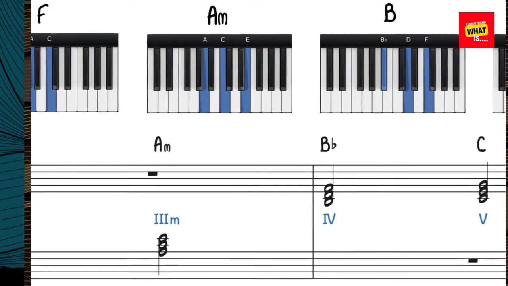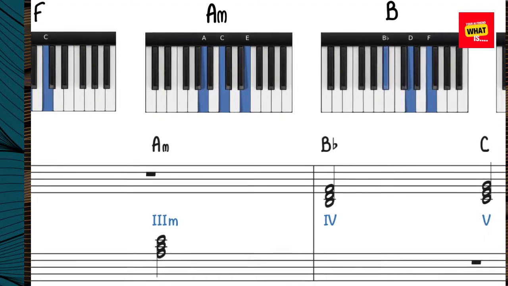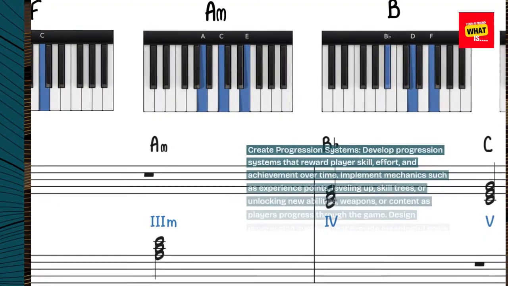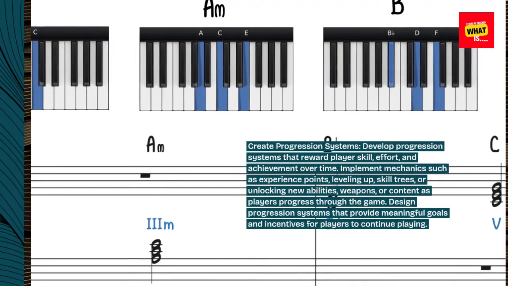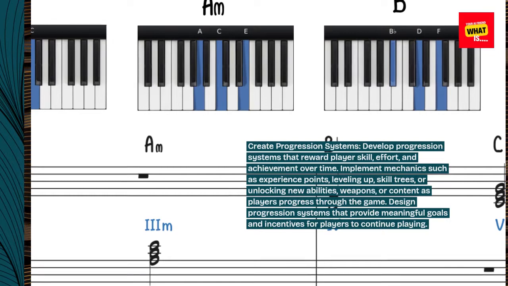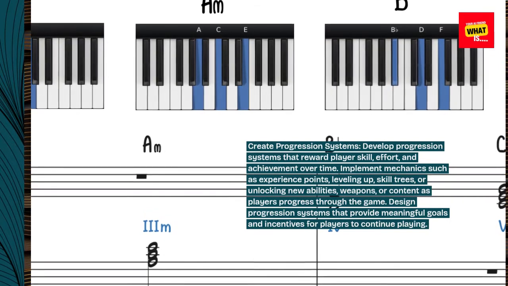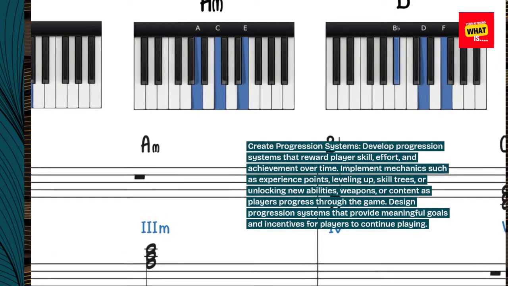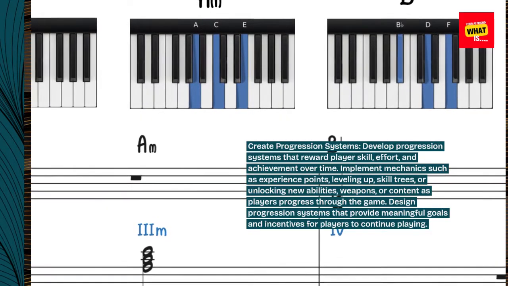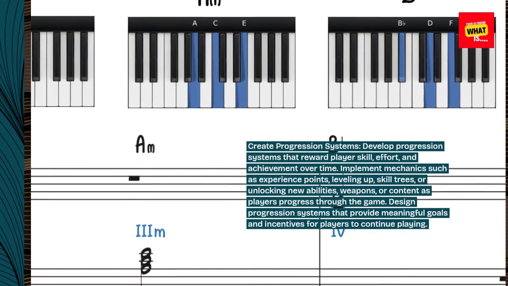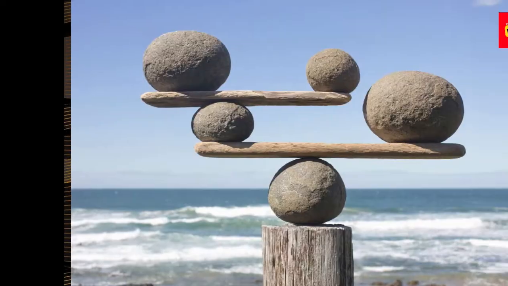Create progression systems. Develop progression systems that reward player skill, effort, and achievement over time. Implement mechanics such as experience points, leveling up, skill trees, or unlocking new abilities, weapons, or content as players progress through the game. Design progression systems that provide meaningful goals and incentives for players to continue playing.